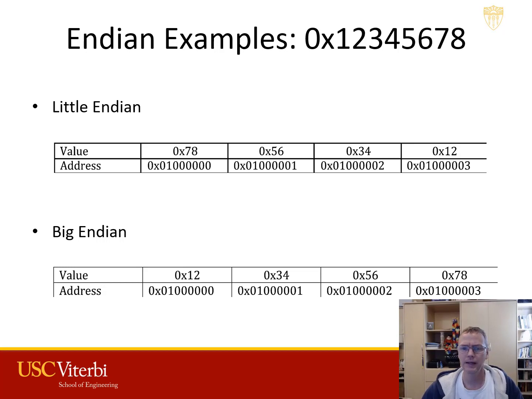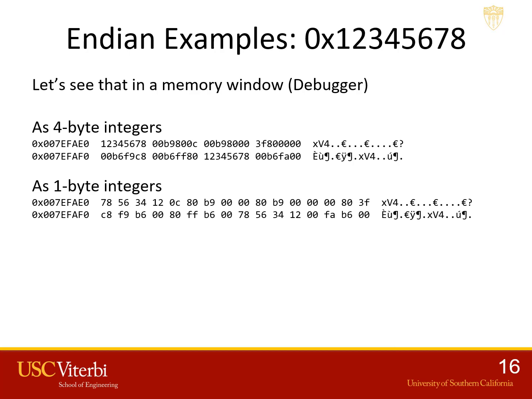However, in a big endian case, what we're going to do is go the opposite direction. We're going to still stay at that same address and take these same 4 bytes, but we're going to store them in the opposite order. So first we store the most significant byte, the 1, 2, then the 3, 4, the 5, 6, and then the 7, 8.